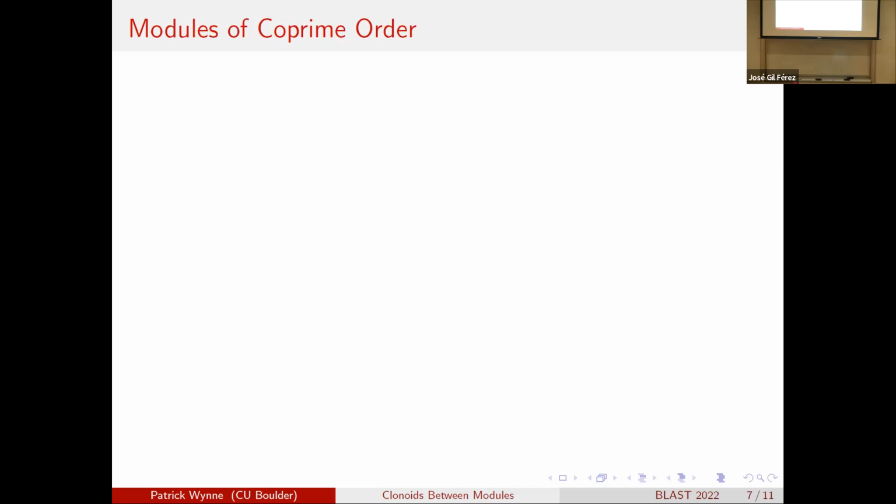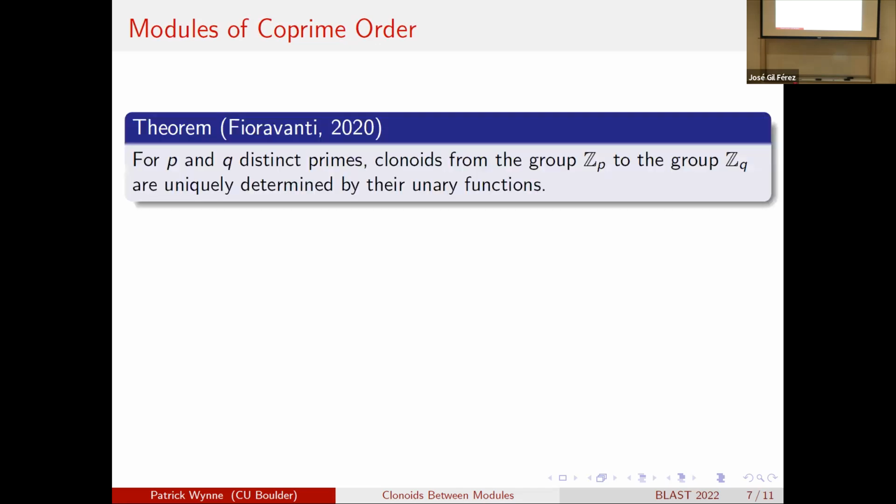Now the picture is a little different when the modules are of coprime order. Stefano Fioravanti showed that for distinct primes p and q, the number of clonoids from Z_p into Z_q is finite. The way he showed this was by showing that every clonoid from Z_p into Z_q is generated by just its unary functions. So if we know what the unary part looks like, then we know what the higher arity parts look like as well.